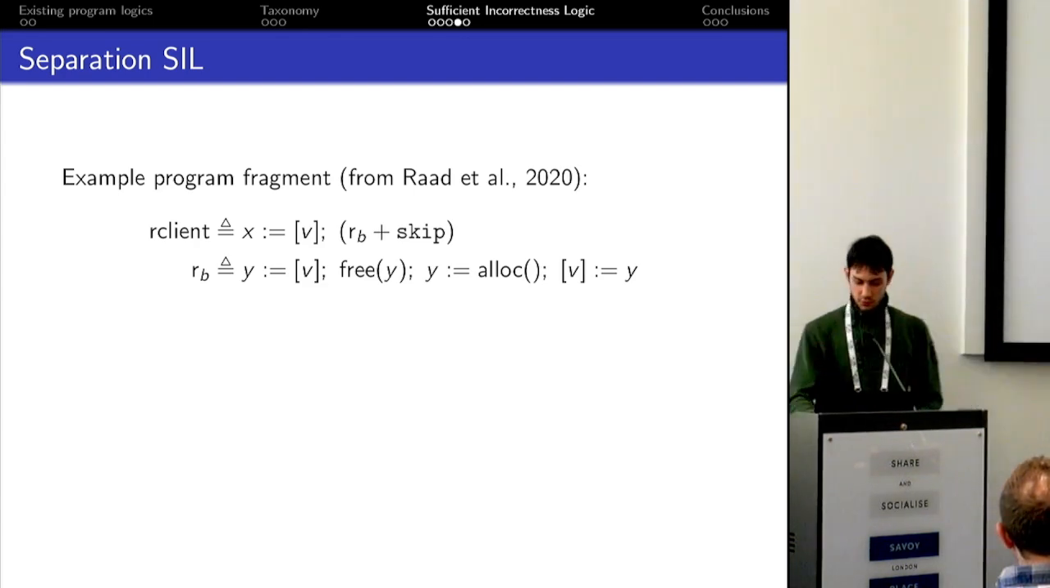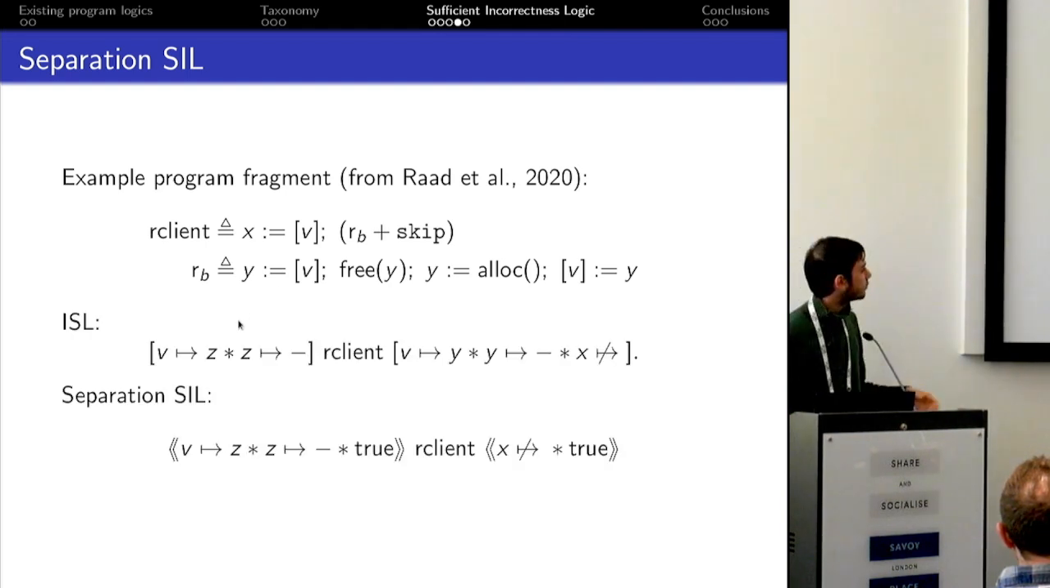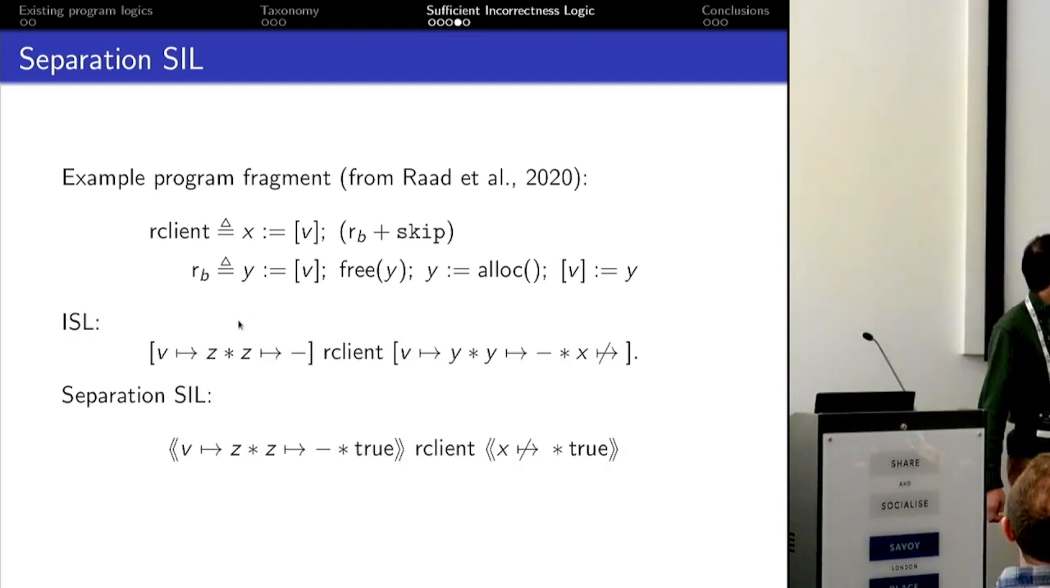And so we took this program fragment and we compared what separation SIL can do with respect to incorrectness separation logic. So incorrectness separation logic, starting from a state where the buffer is allocated, can prove that we are in a state where x is deallocated. So a use of x after this program can lead to an error.